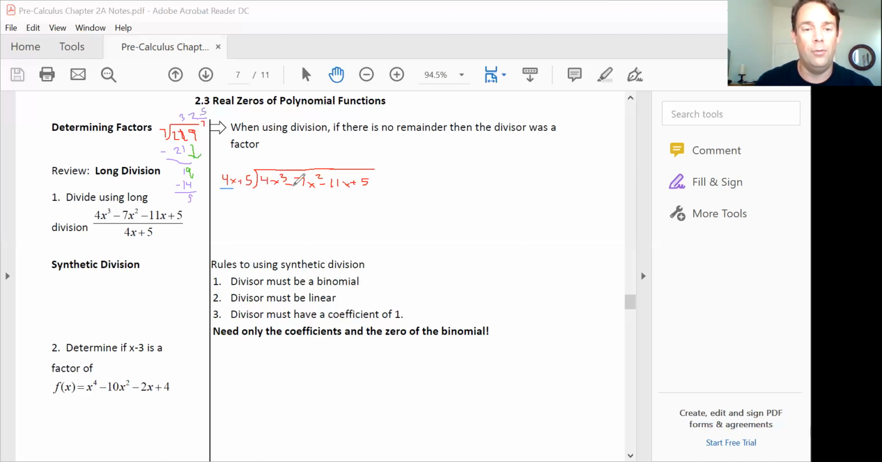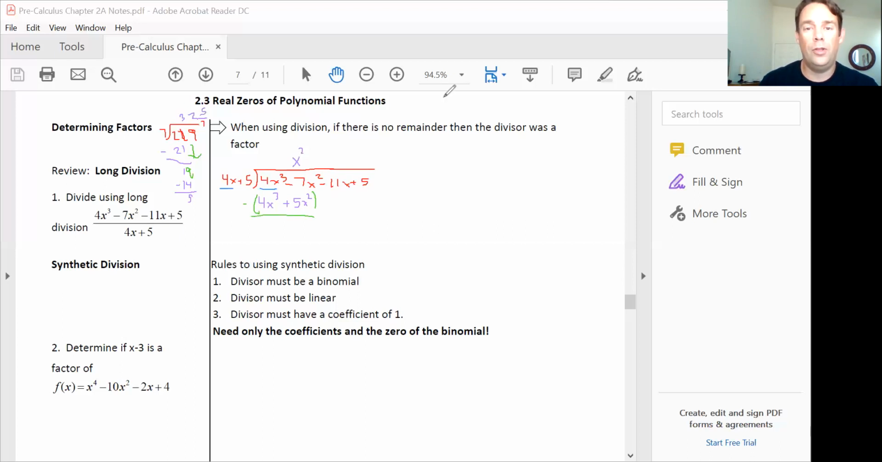I'm always going to take this term and I'm going to ask myself, what do I have to multiply the 4x by to be equal to my leading term? So in this case, what do I have to multiply 4x by to get 4x cubed? And you guys would say, because you guys are the brilliant math students you are, 4x times x squared. So just like we did with the numbers, I'm going to take that x squared and multiply it by the 4x, and I'm going to multiply it by the 5. And then just like the numbers, after we multiply, we always subtract.